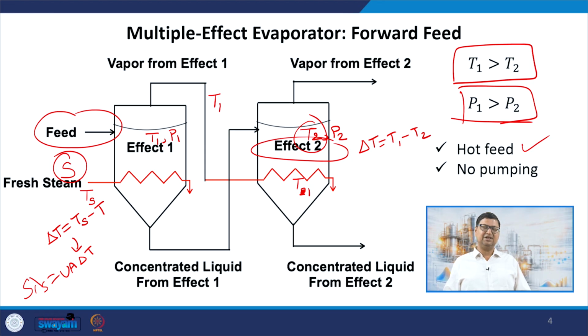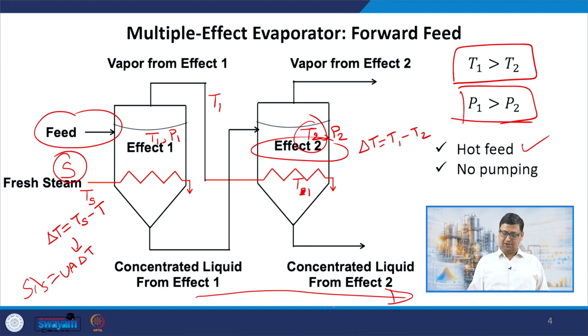And one thing that is beautiful in this case, and we will compare that with another system I will talk about just now, is there is no pumping requirement. You can see both the feed, the liquid and vapor are flowing in the same direction, and pressure is decreasing down the line. So, since the pressure is decreasing between effect 1 to effect 2, the fluid is going in the direction of decreasing pressure, and therefore there is no pumping requirement in this case.